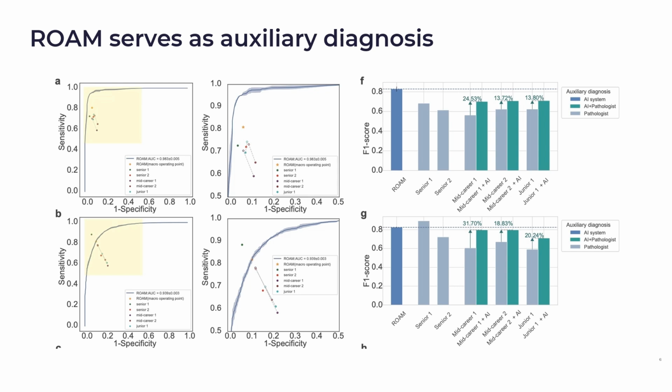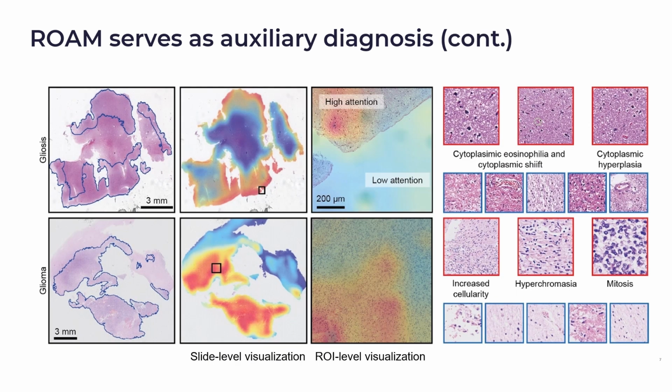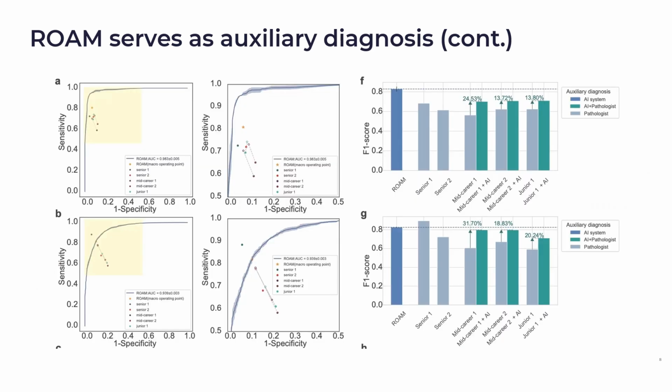We also explored how ROM could enhance the performance of less experienced pathologists when used as an auxiliary diagnostic tool. This is another highlight of this model, as it can not only provide prediction results, but also visualize its attention scores on the image for better interpretability of the results. We use this visualization to assist junior and mid-level pathologists, and witness a significant improvement in their prediction performance. This highlights ROM's potential to elevate diagnostic standards in regions with limited access to skilled professionals.